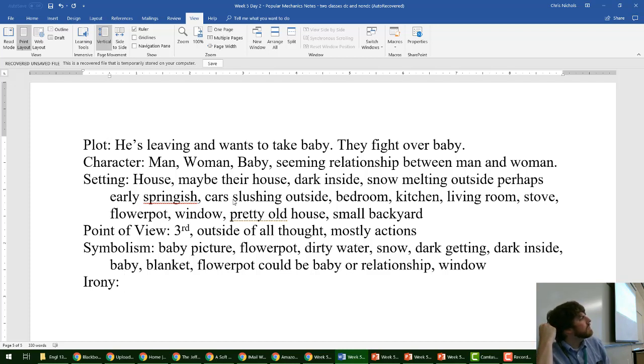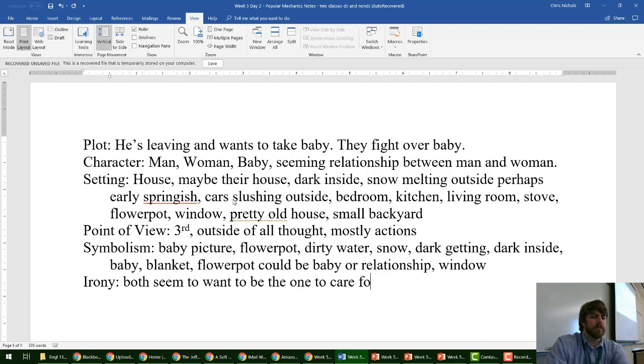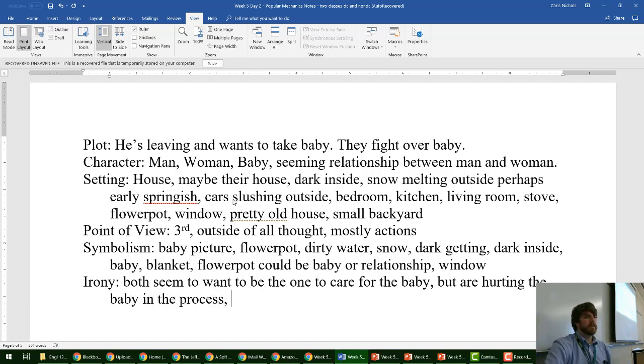If there's any irony here, it's that both seem to want to be the one to care for the baby, but they're hurting the baby in the process. They just want the possession of it. Yeah, somebody. Divorce. My kid, stop shouting. It makes them want to.